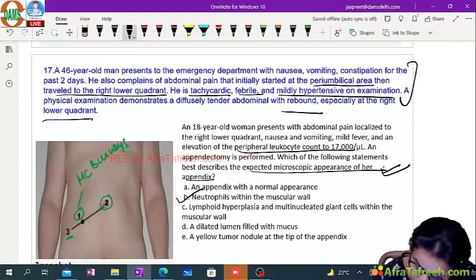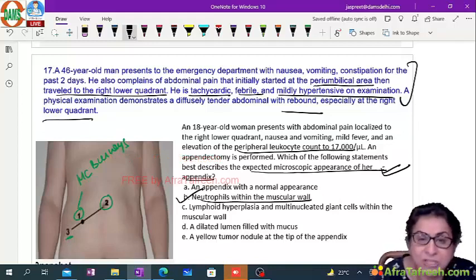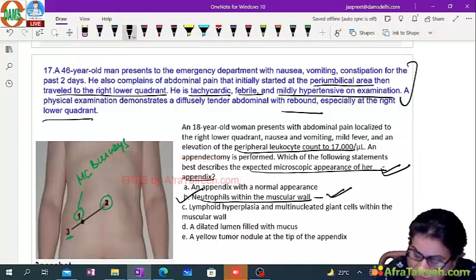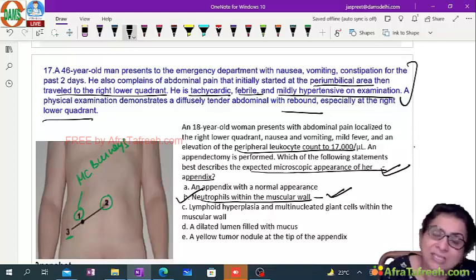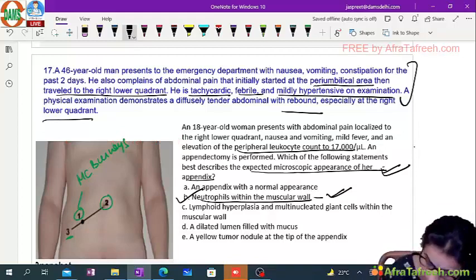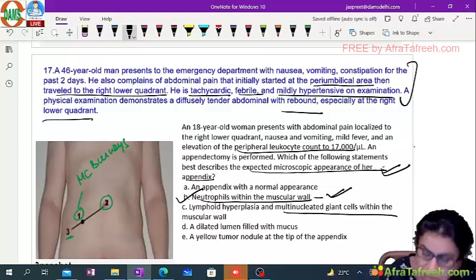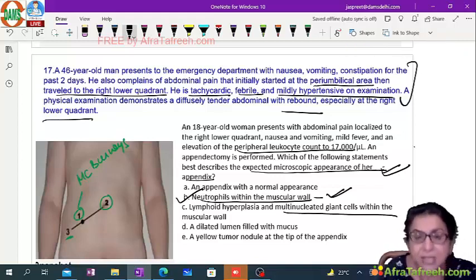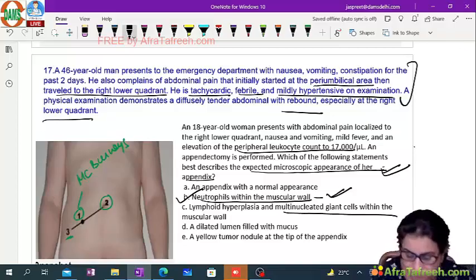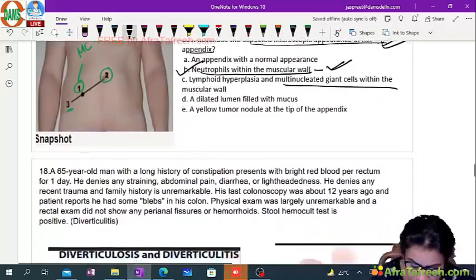So the answer is neutrophils within the muscular wall. Muscular wall means the muscle coat. So if you see acute inflammatory cells, that is neutrophils, in the muscularis propria, only then you diagnose acute appendicitis. The cause of acute appendicitis can be a fecolith or lymphoid hyperplasia, but you won't get multinucleated giant cells. So the answer is B, neutrophils in the muscular wall. That is what we see in acute appendicitis.